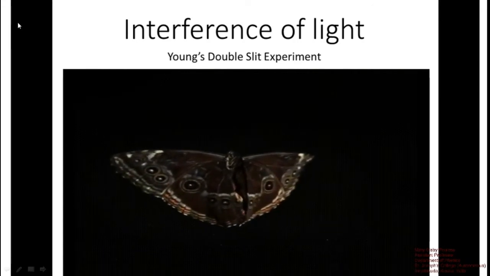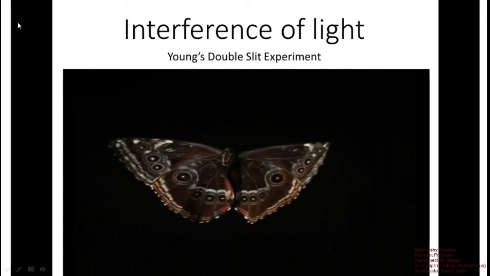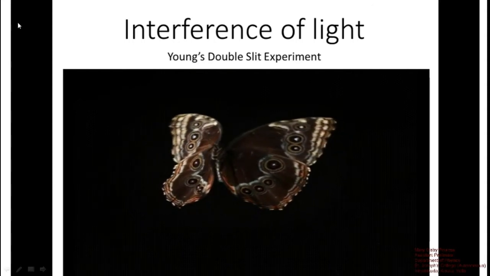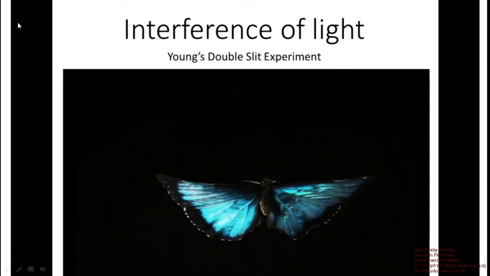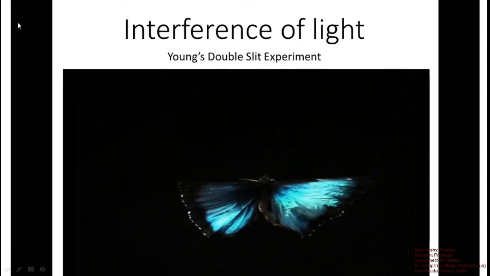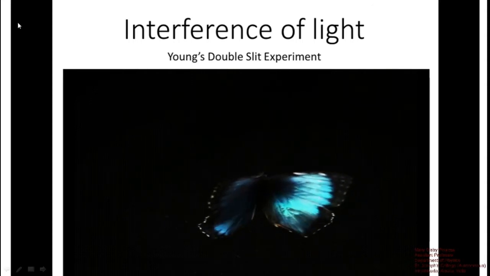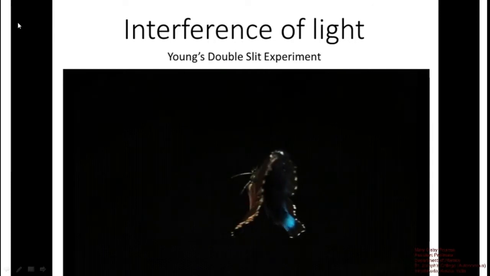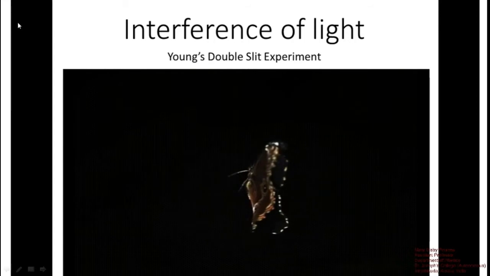Now the brown and the yellow tints are due to the pigments, color pigments on the wings, but this blue color is due to the interference of light on the nanoscale structures of the wings. It is a beautiful example of interference of light in nature.